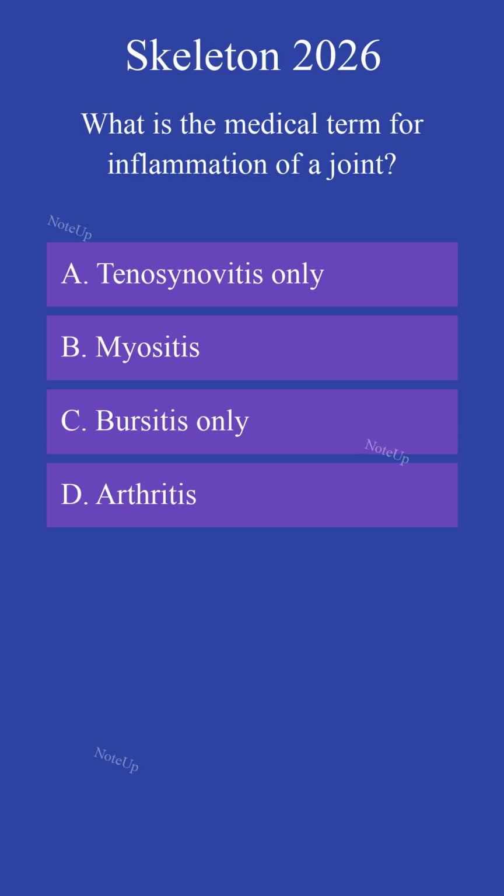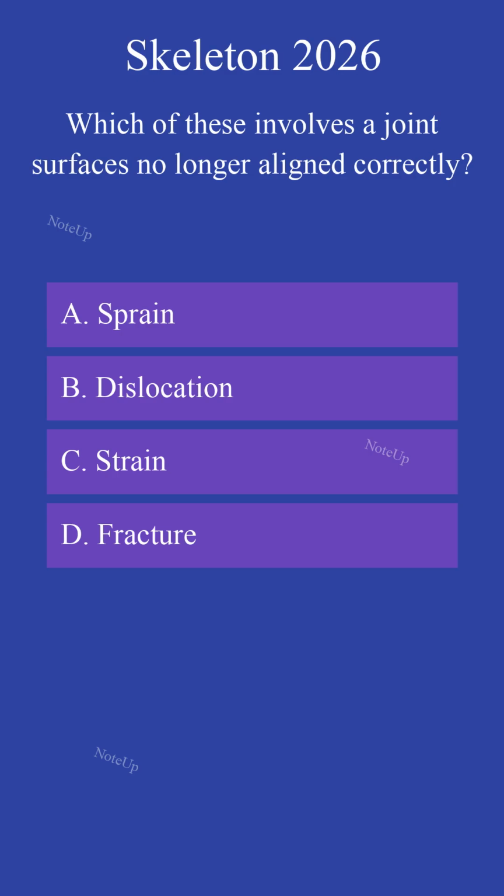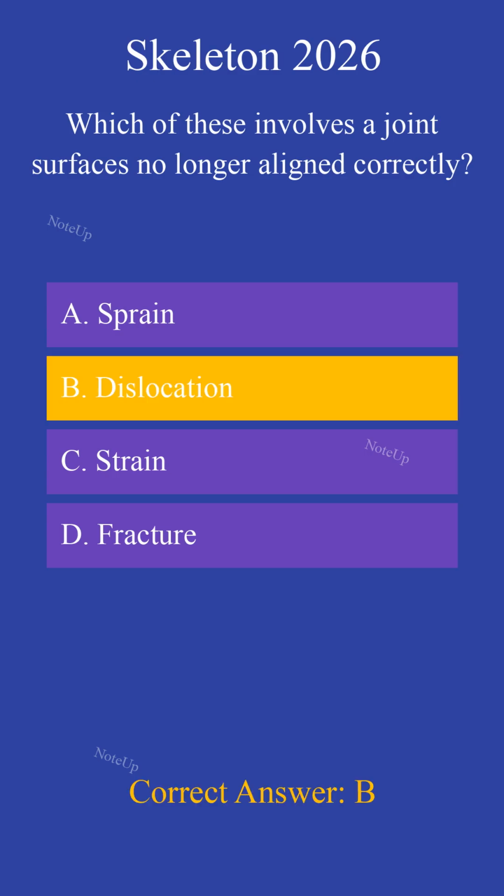What is the medical term for inflammation of a joint? The correct answer is D, arthritis. Which of these involves joint surfaces no longer aligned correctly? The correct answer is B, dislocation.